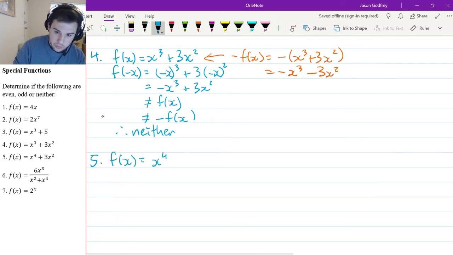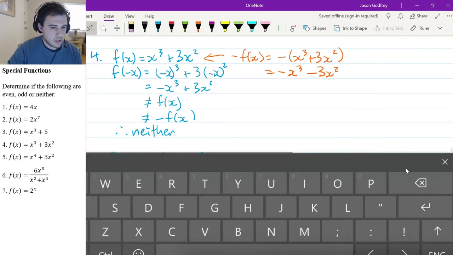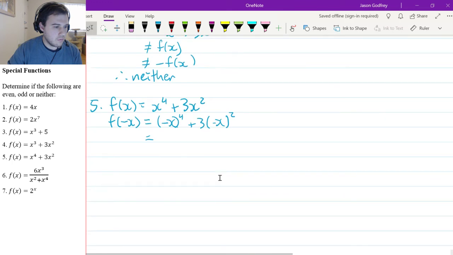x to the 4 plus 3x squared. So again, we're going to input negative x. So we've got x to the 4 plus 3 times our input squared. So we're going to input negative x.